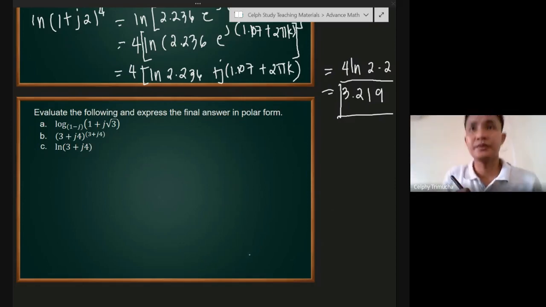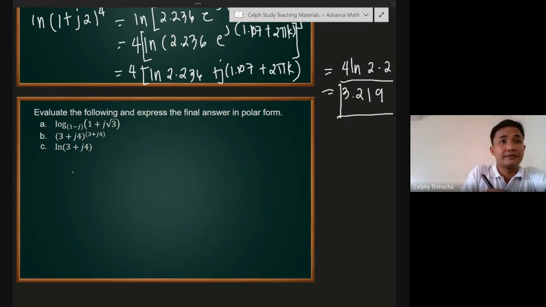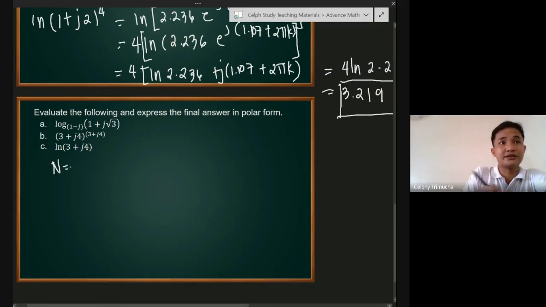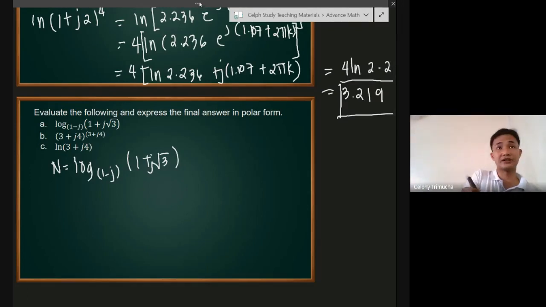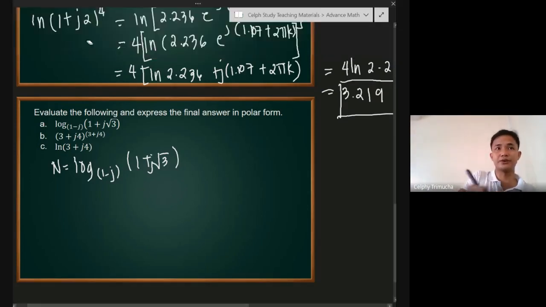Let n equal our given equation, which is log of 1 plus j square root of 3 to the base of 1 minus j. I let it be a specific variable, you can use any variable you like, but it is better to use n for uniformity. So we have 1 plus j square root of 3.